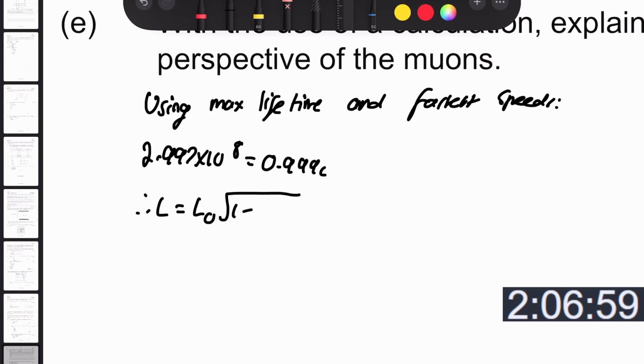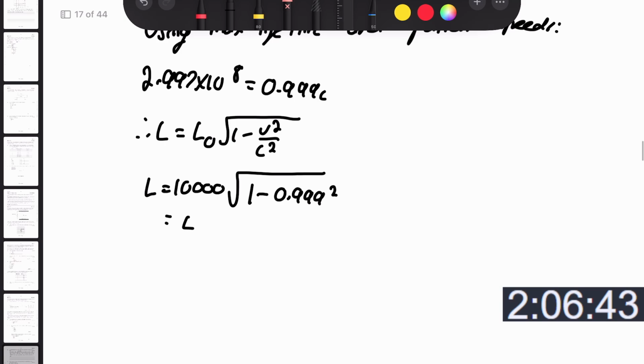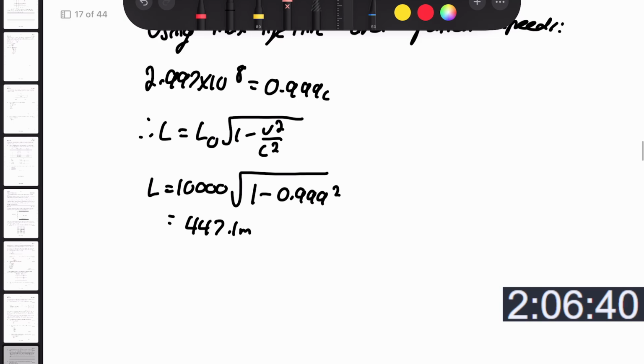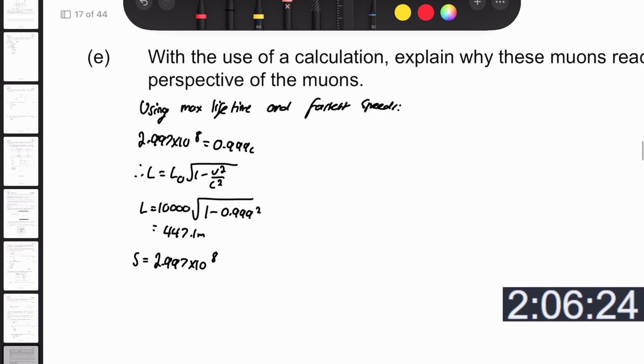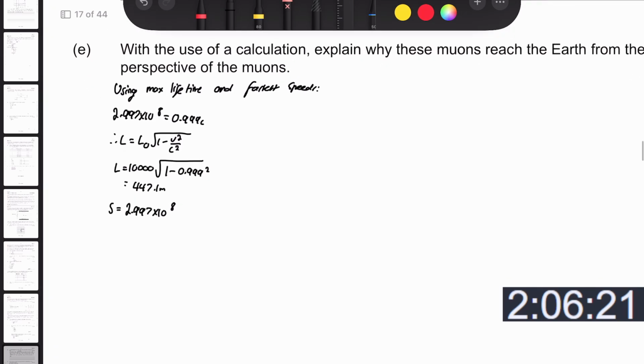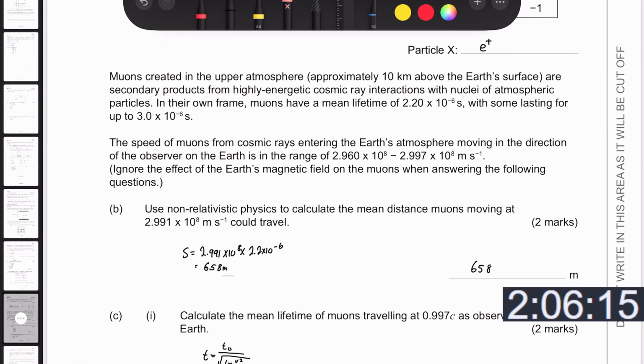It's proper length times the square root of 1 minus v squared over c squared, and the proper length we can say is 10,000. 1 minus 0.999 squared, which is only 447.1 meters, and then s is equal to, so they can travel at 0.997 times 10 to the power of 8.